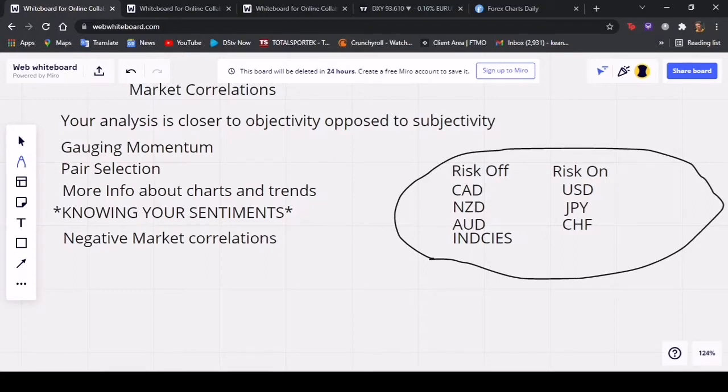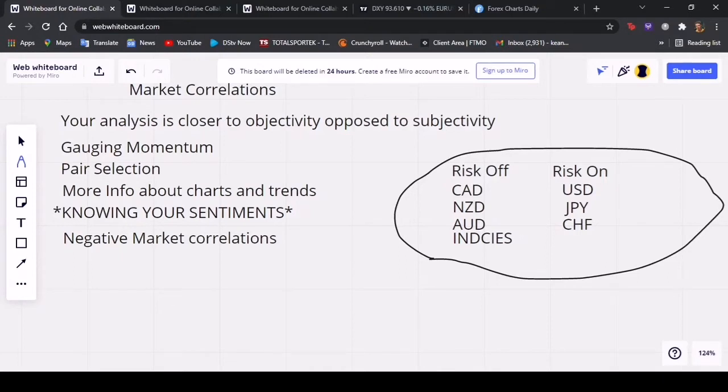So your analysis is closer to objectivity as opposed to subjectivity. What does that mean? That means basically by knowing your market correlations, your opinion about the charts becomes more valid and you have more reason. It becomes more logical because anyone can say this will continue buying, that will sell, this will do that. But if you have the trading data and the information that backs it up, you're closer to objectivity. Your trading is more factual.